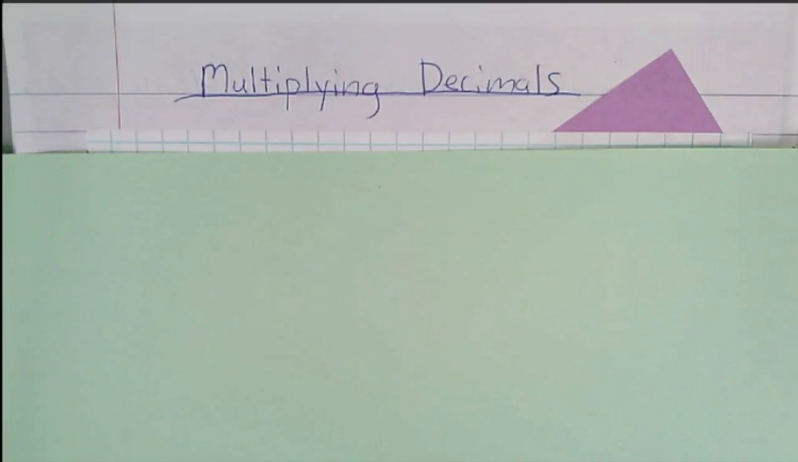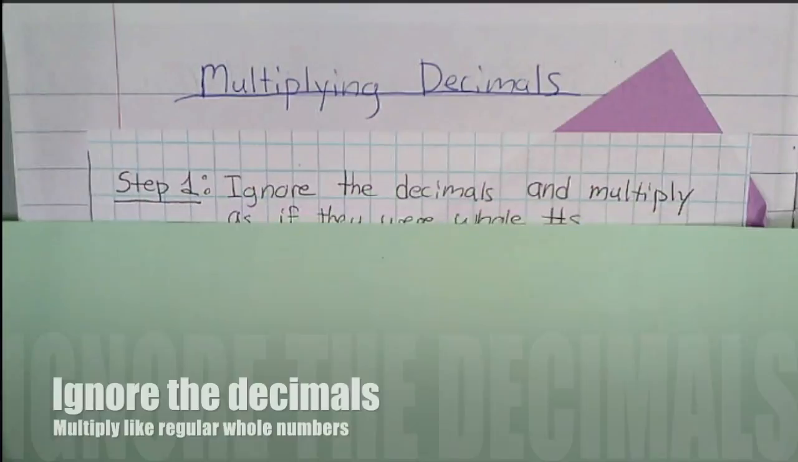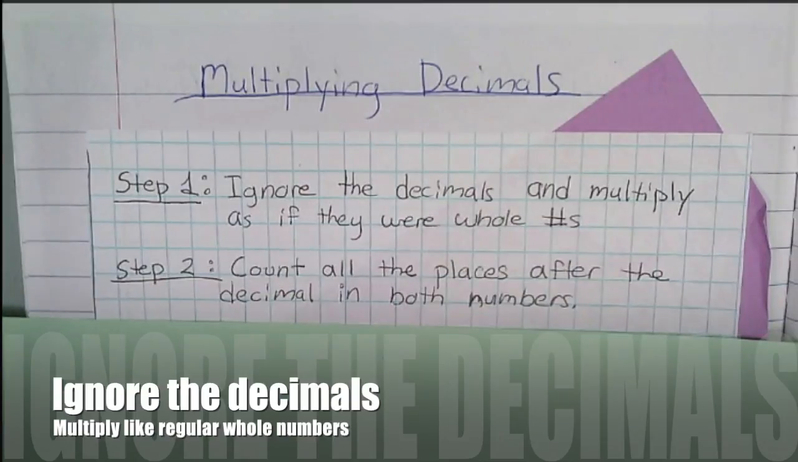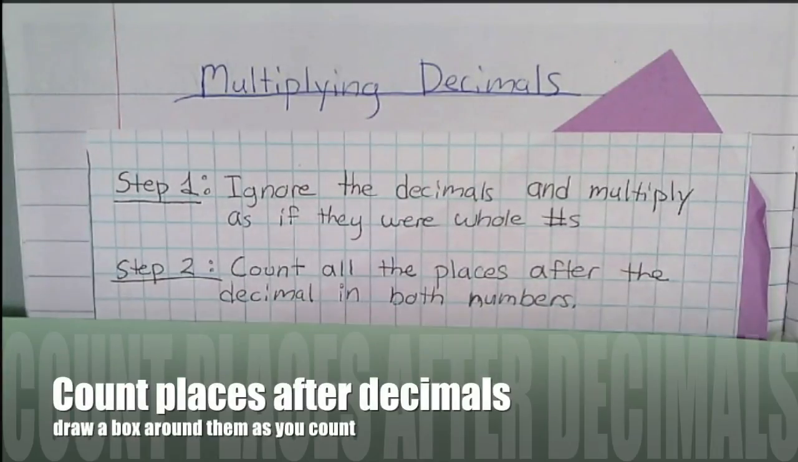Learn how to multiply and divide decimals. When we're multiplying decimals, the first thing we're going to do is ignore the decimals and multiply as if they were whole numbers. So you don't need to line up your decimals like you do when you're adding and subtracting. Then the second step is to count all of the places after the decimal in both numbers.